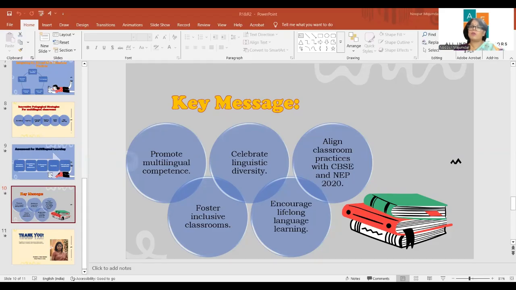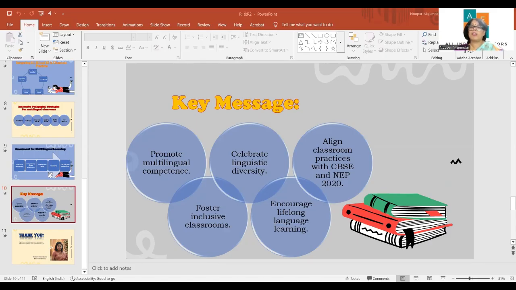Now, align classroom practice with CBSE and NEP 2020 guidelines. Finally, every classroom practice should reflect the vision of CBSE and NEP, and we all need to practice it: moving away from rote learning to competency-based learning, from teacher-centered to learner-centered, from memorization to meaningful communication, and from isolated language teaching to integrating everything together.